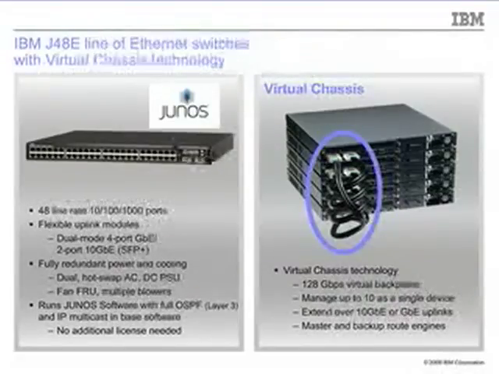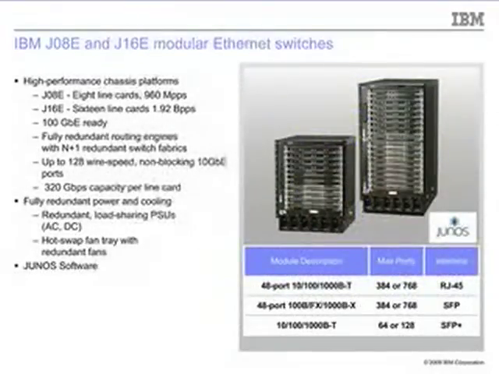Okay, that's great. That's our little iron. Let's talk about some of the big boys. How about the IBM J08E and the J16E? The J08E and the J16E, as we discussed before, are positioned for data center aggregation/core space, and it comes in two flavors. The smaller one is the J08E, which is the 8-slot chassis, and then the 16E is the 16-slot chassis.